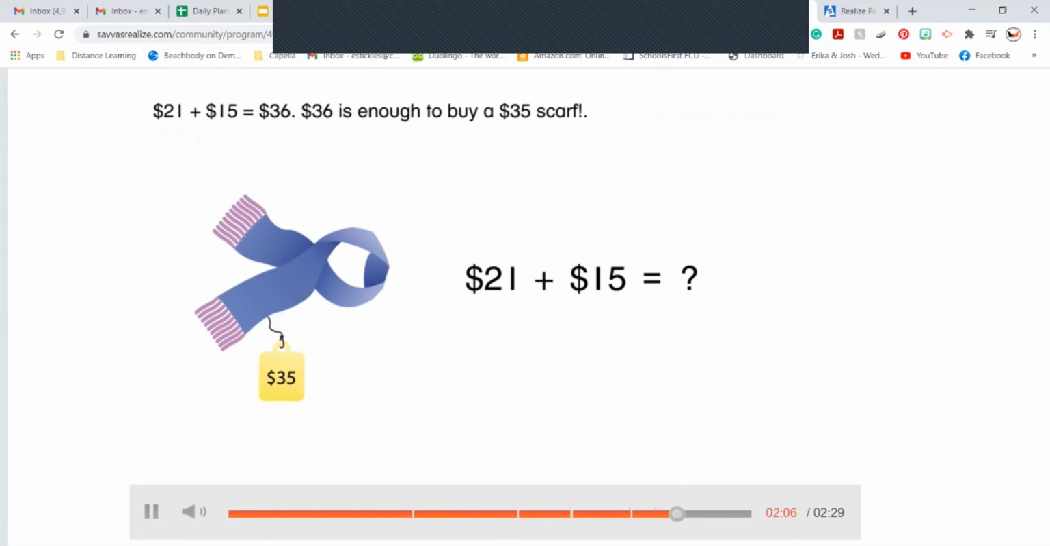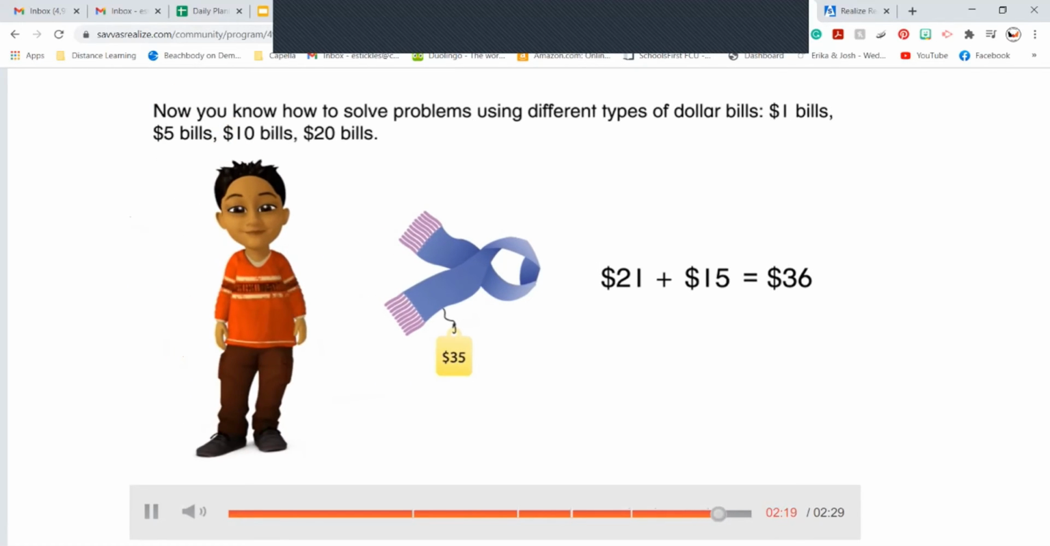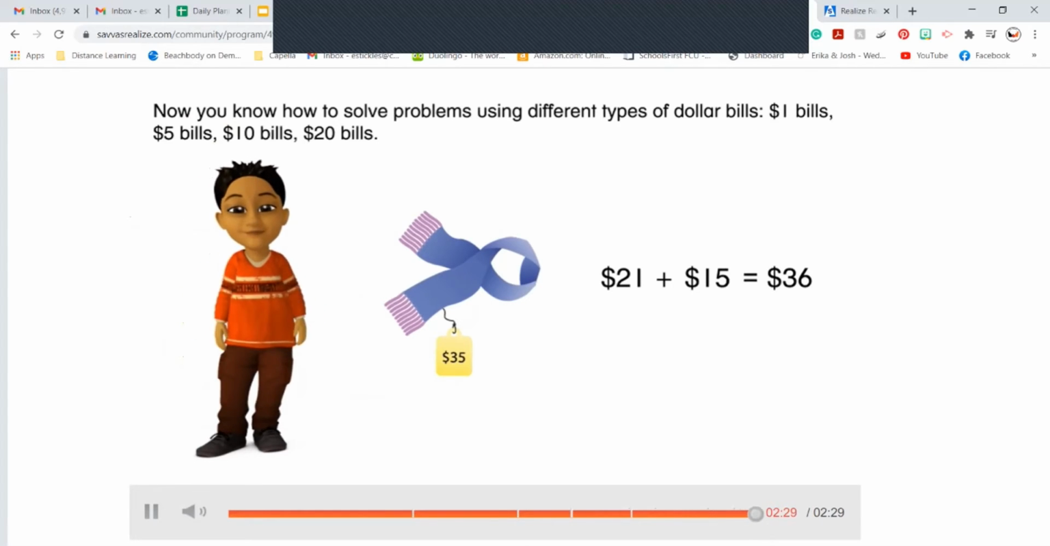$21 plus $15 equals $36. $36 is enough to buy a $35 scarf. Now you know how to solve problems using different types of dollar bills: $1 bills, $5 bills, $10 bills, $20 bills. Solving problems is fun.